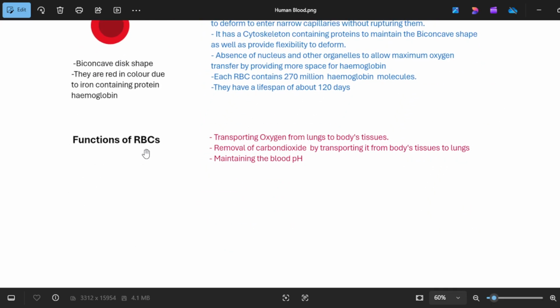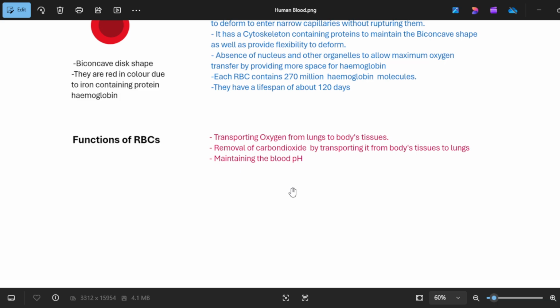Now, what are the functions of RBC? The main function we all know is transporting oxygen to different parts of the body by way of hemoglobin. The other one is removal of carbon dioxide from different parts of the body and giving it to the lungs for oxygenation, and also maintaining the blood pH.